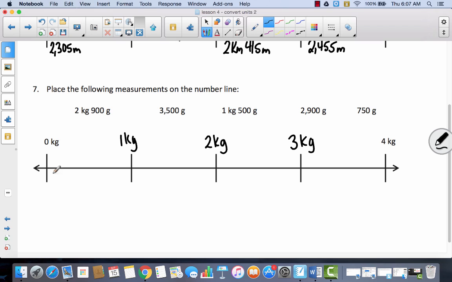So if this is 1 kilogram, then this would also be 1,000 grams. This would be 2,000 grams. This would be 3,000 grams. And I bet you guessed that this one's going to be 4,000 grams.